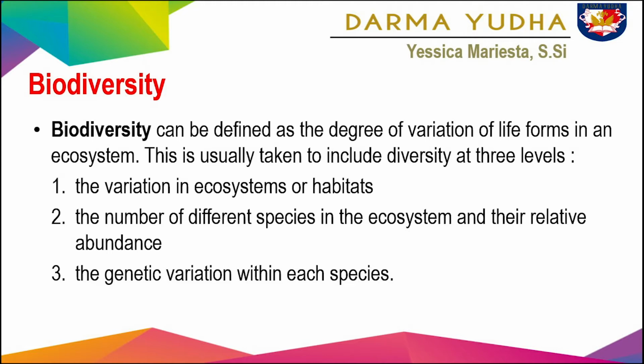This is usually taken to include diversity at three levels. One is the variations in the ecosystems or habitats. Two, it's the number of different species in the ecosystem and their relative abundance. Three, it's the genetic variation within each species.